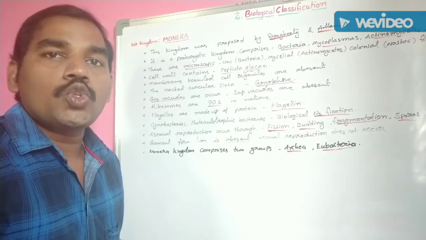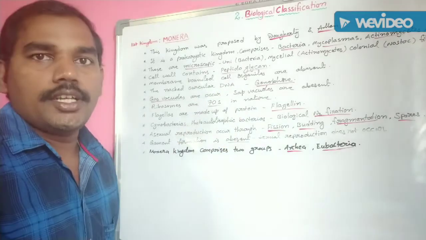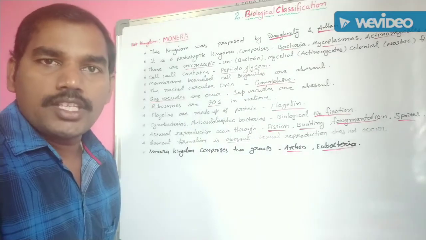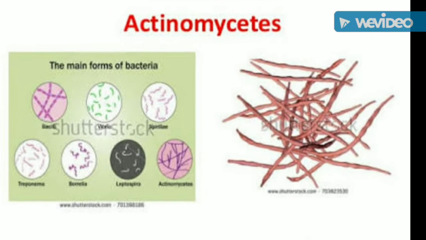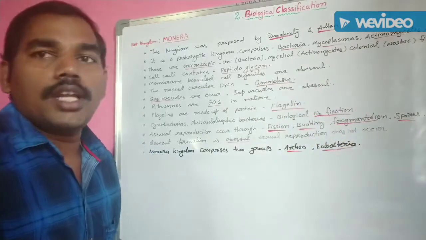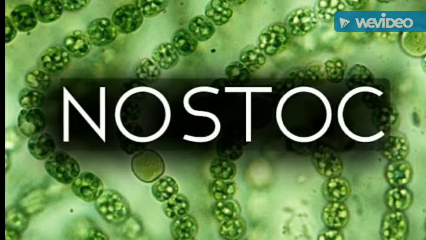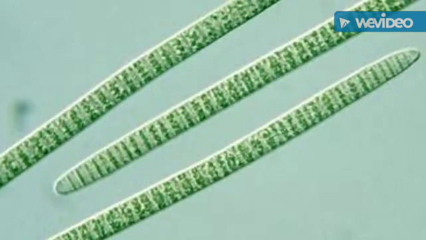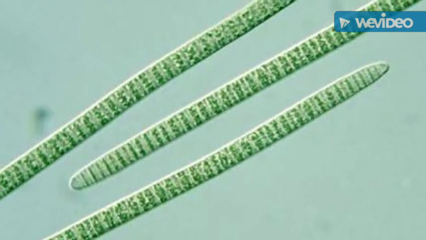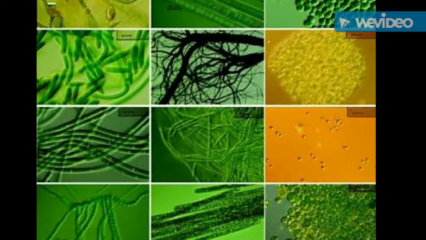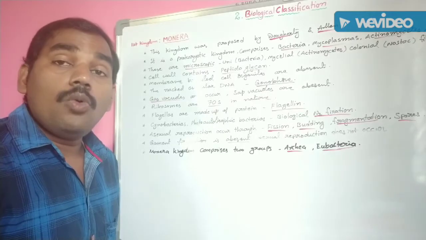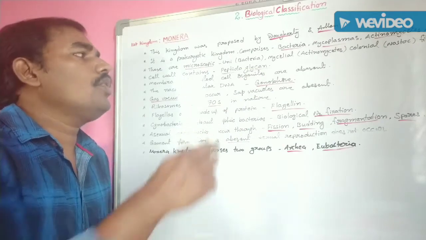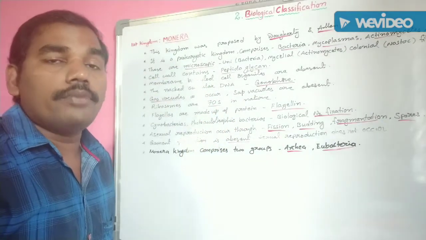Monera kingdom species are very microscopic. Some are unicellular like bacteria. Mycelial organisms like actinomycetes. Colonial forms like Nostoc. Filamentous like Oscillatoria. The cell wall is mainly made up of peptidoglycan. The peptidoglycan material is present in the cell wall of the Monera kingdom species.